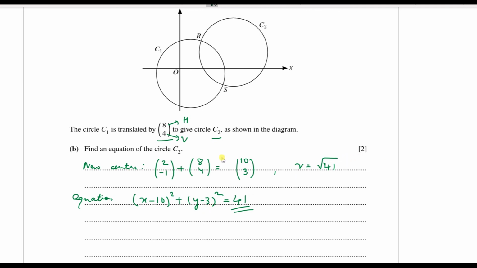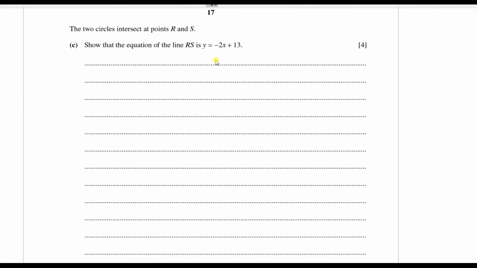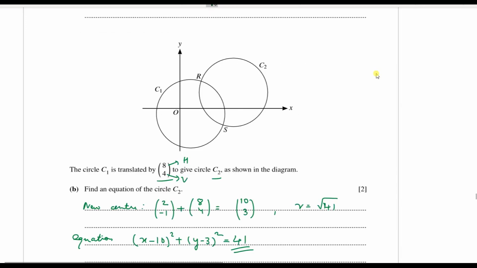So let's discuss the third part. Part C: two circles intersect at points R and S. So let's see the diagram. We can see here they are intersecting at R and S, and we need to show that the equation of RS is as given.